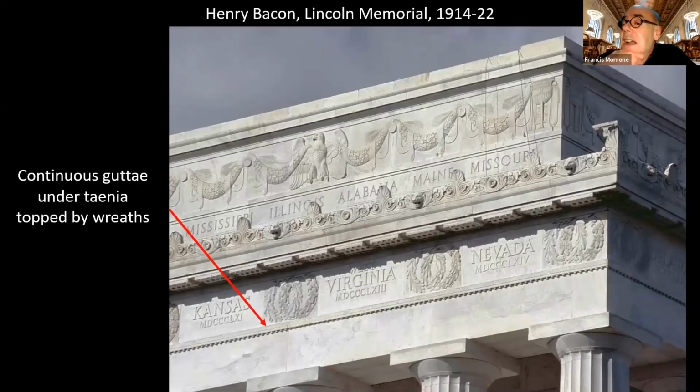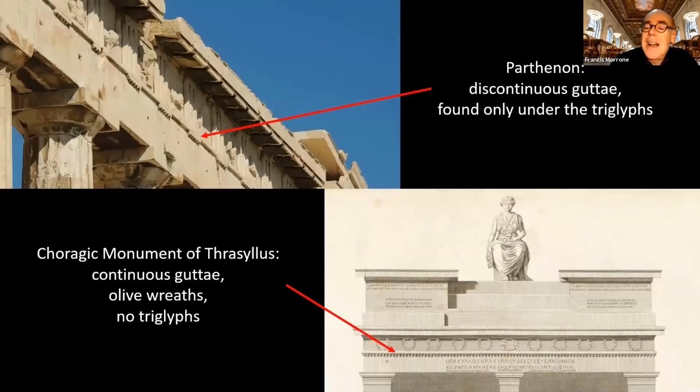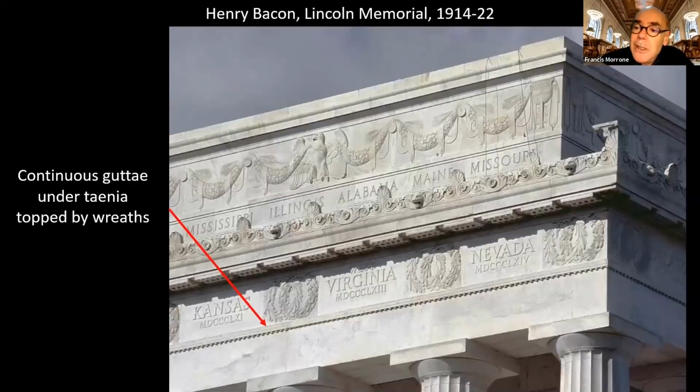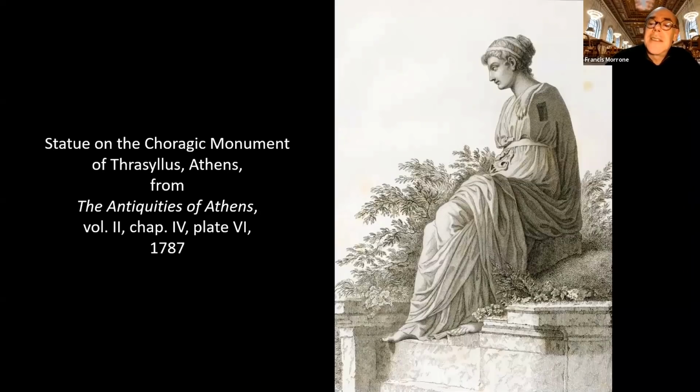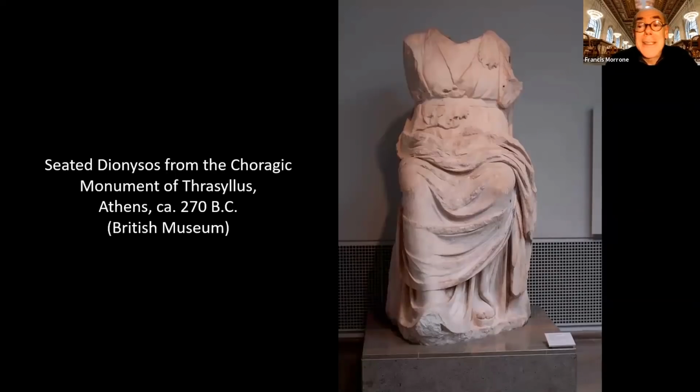This was taken up by Henry Bacon when he designed the Lincoln Memorial in Washington, D.C. The guttae are continuous, and he also employed the wreaths that are to be found on the choragic monument of Thrasyllus. So Henry Bacon was probably looking at plates in the Antiquities of Athens, and this was as late as 1914. This isn't in the heat of the Greek revival in 1832. This is in 1913. There's the statue, and if you want to see the actual statue, guess where you've got to go? To the British Museum.